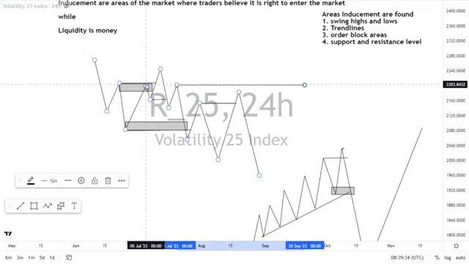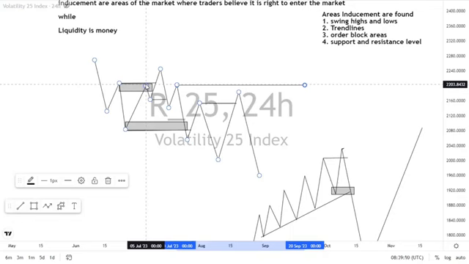Which areas are stop losses? Where do we have these retail stop losses? When you want to trade like the big guys, like the banks, you need to focus on where they are focusing. You need to see where retailers are placing their trades.